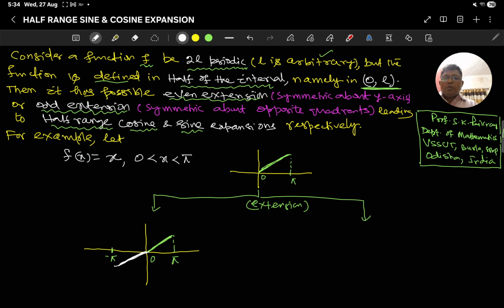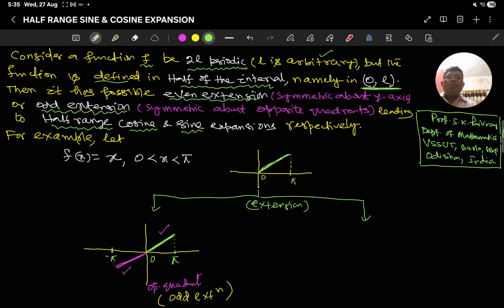Suppose the possible extension is here in the third quadrant. Now what will happen to this function? It is symmetric about the opposite quadrant. So it will lead to an odd extension.